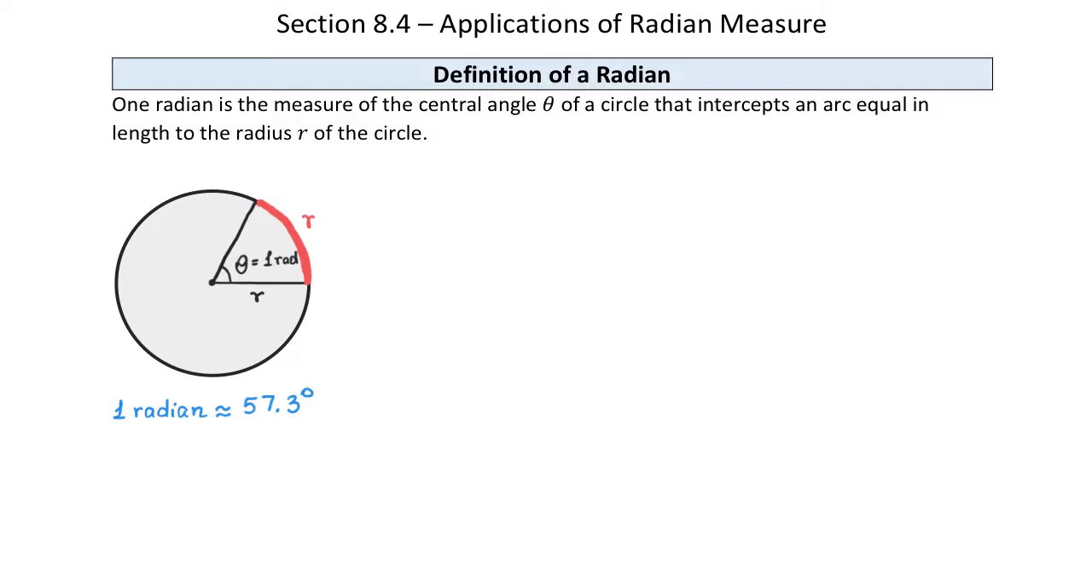Now let's consider another circle. This circle has the radius r, and the length of the arc is twice the radius. Then the measure of angle theta will be 2 radians.